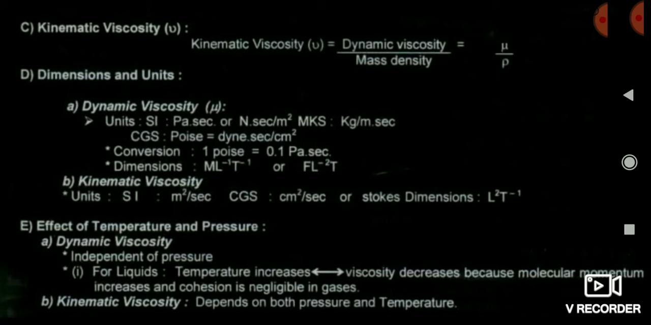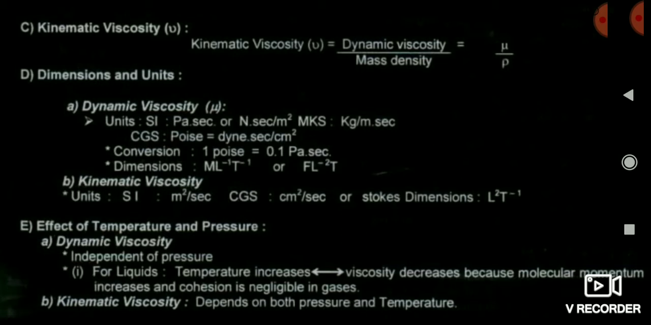You have to understand kinematic viscosity and dynamic viscosity. These terms are important because many times in questions they will ask you regarding this. Kinematic viscosity is nothing but dynamic viscosity divided by mass density. You have to remember this. And dynamic viscosity is the shear force per unit area divided by the rate of change of speed with respect to height, that is du by dy. So you can clearly understand the relationship between kinematic viscosity, dynamic viscosity, and the density.